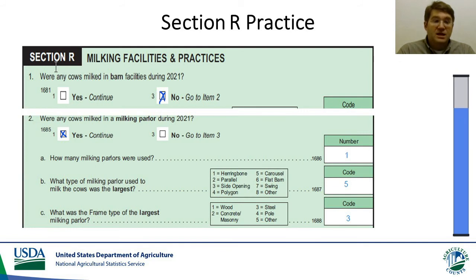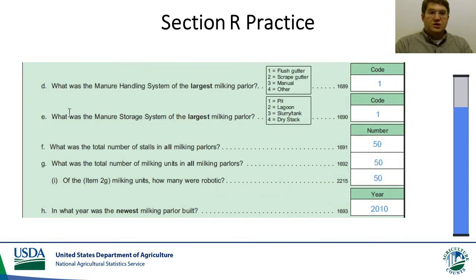Question 2C will be code 3, steel, so we will record 3. Question 2D will be flush gutter, code 1. Question 2E will be pit, code 1. Question 2F will be 50 stalls. Question 2G will be 50 units, and 2GI will be 50 robotic. Newest milking parlor was built in 2010, so we will record 2010.